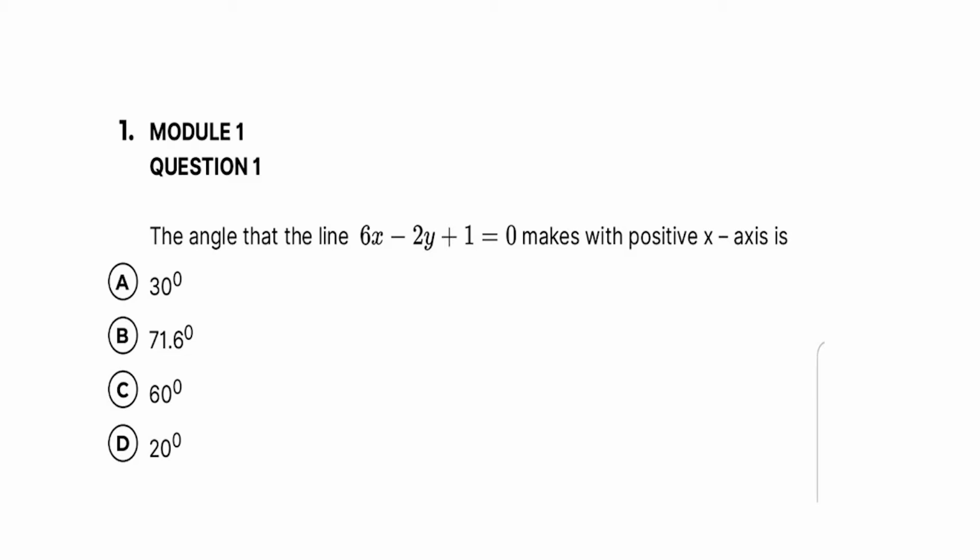We have here some likely UTME questions, and the first question reads: the angle that the line 6x minus 2y plus 1 equals 0 makes with the positive x-axis is.